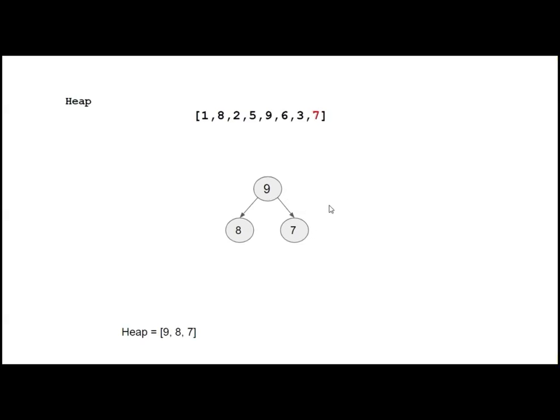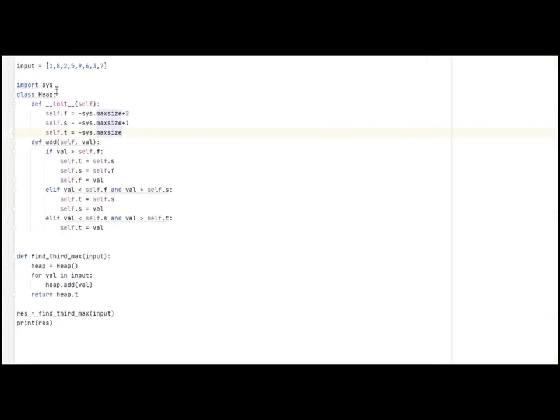So let's write a program. Actually I have already written the program, I'll simply show you. So here we go. I created a class called heap, and I created a constructor with three parameters. I call them f, s, and t, like first, second, and third.